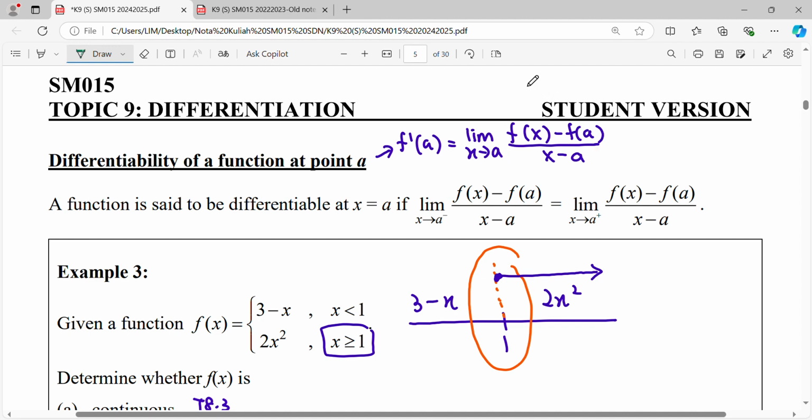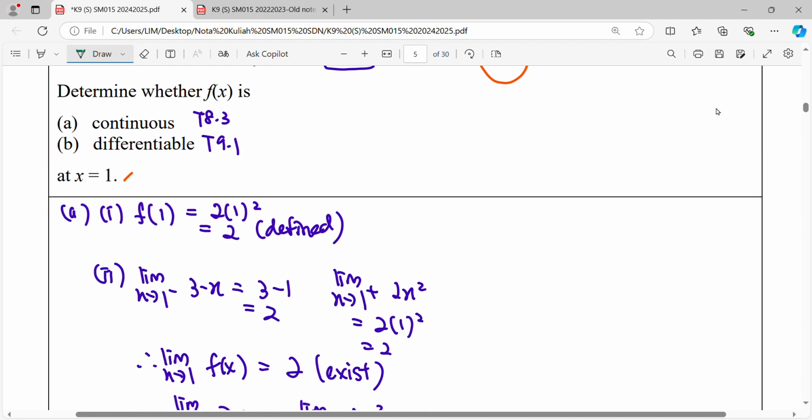Okay, so f prime 1 will be the limit as x approaches 1.